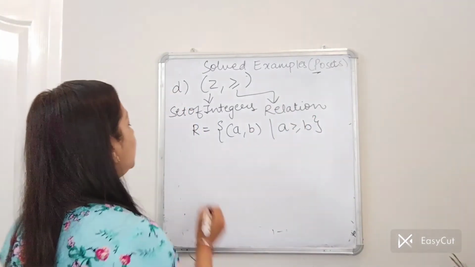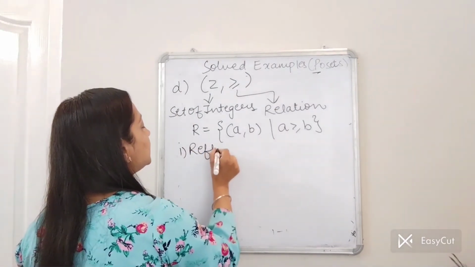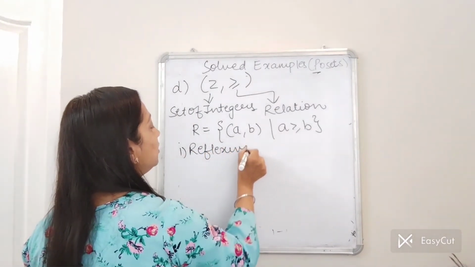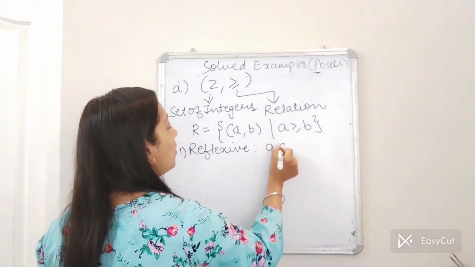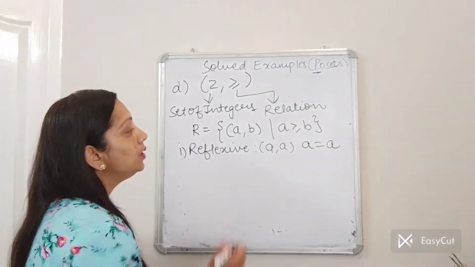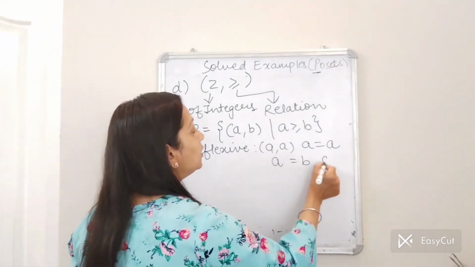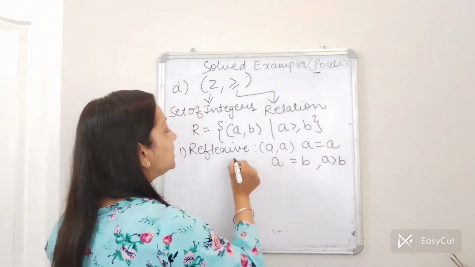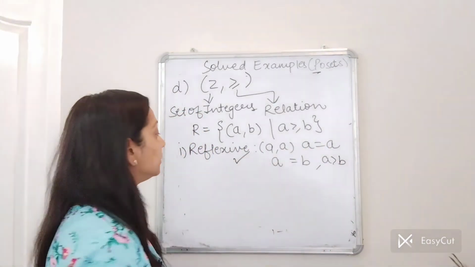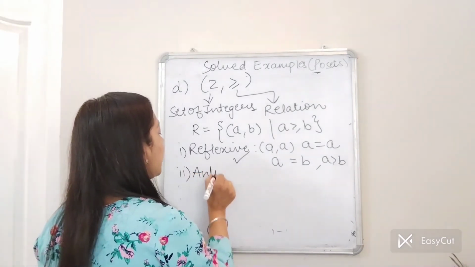Now let us see if it is reflexive. To be reflexive, A comma A must exist, which means that A is equal to A. So here A is either greater than or equal to B. So that means I can say that yes, it is reflexive. Okay, now let's see the second condition, which is anti-symmetric.